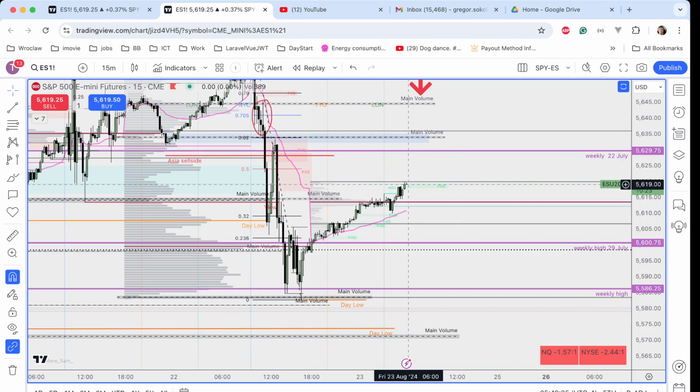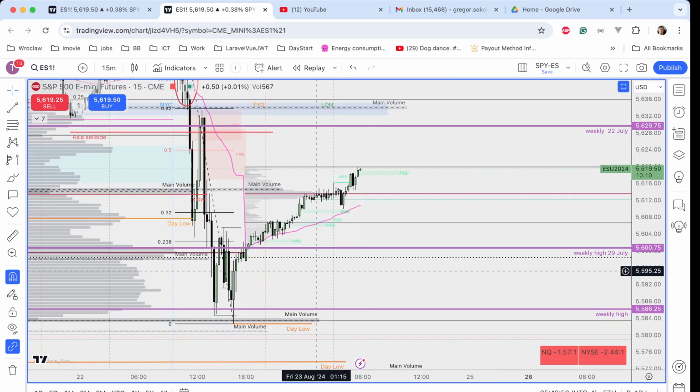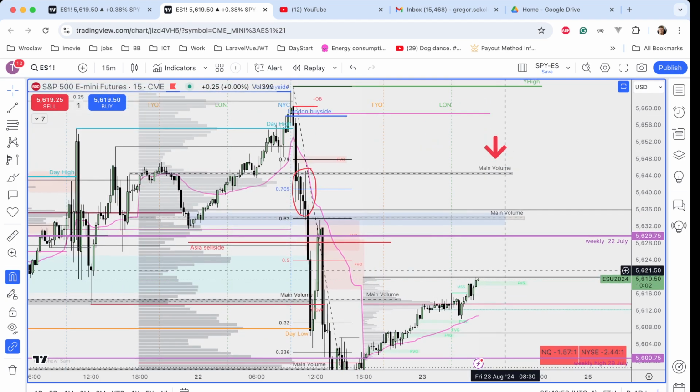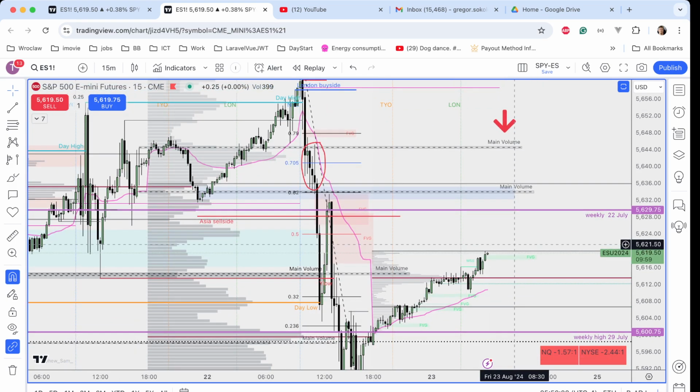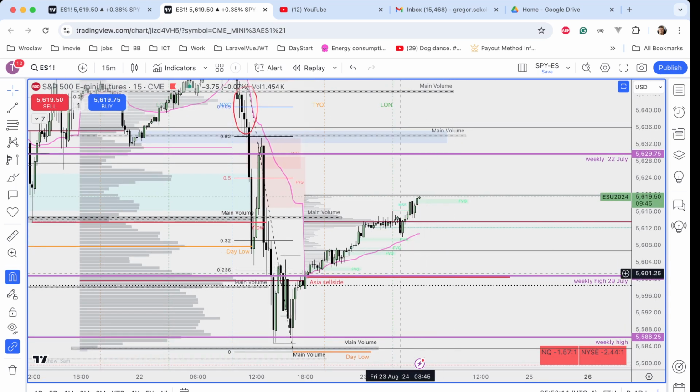Okay, have a little pullback, maybe grab Asia low down here, and then continue. We could put an alert here as well for Asia low. Asia sell side. Let's just take that. That's going to be our level. Asia sell side.